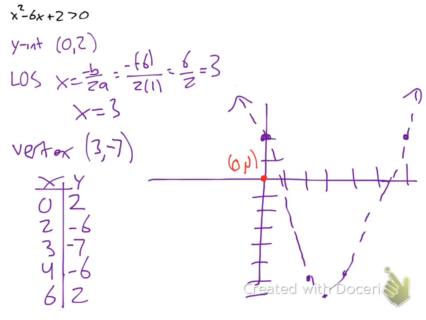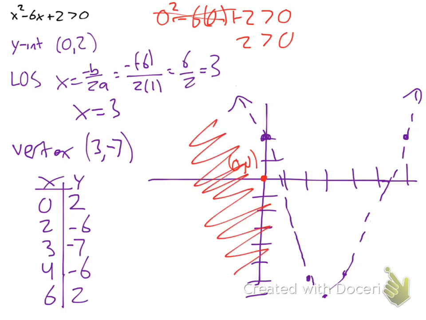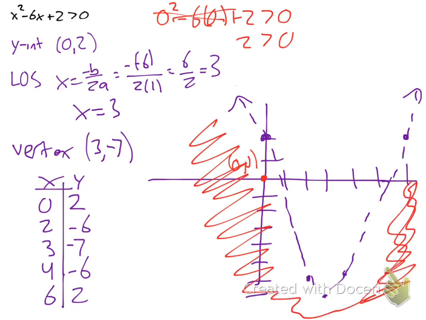So I'm going to go up to my original problem and plug in x is 0. If it works, I'm going to shade that side, everything on the outside. If it doesn't, then I have to shade on the inside. So 0 squared minus 6 times 0 plus 2 has to be greater than 0. Well, guess what? This is all 0. So is 2 greater than 0? Is that true? Yes! So therefore, I'm going to shade everything that would make it true, and that's everything on the bottom or outside of the curve.